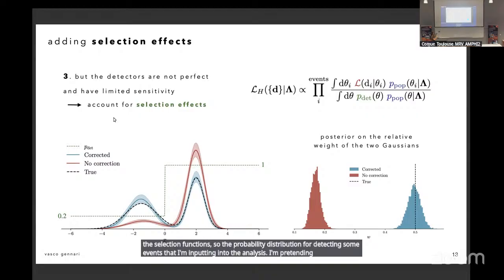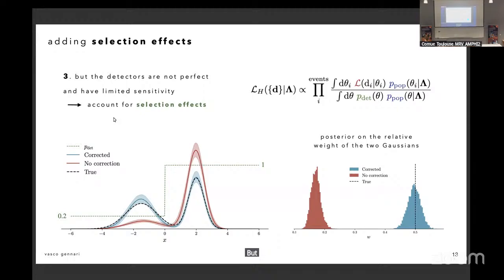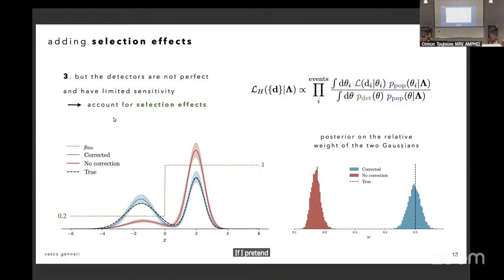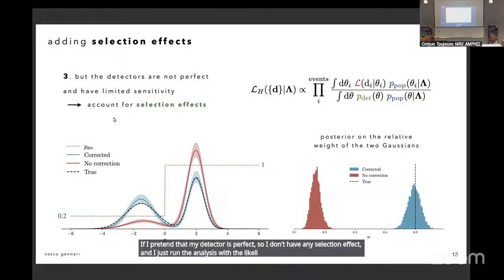I'm pretending here that events with positive X have a detection probability of 1, so they are always detected with no problems. But the events with negative X have only a 20% chance of being detected, right? So what I'm doing here, I'm generating the same population as before, 100 events. I take the events that came out with a negative value, and I only consider as detected, making up my actual catalog of observations, those 20% of them. If I pretend that my detector is perfect, so I don't have any selection effect, and I just run the analysis with the likelihood of before, I get this red curve here.